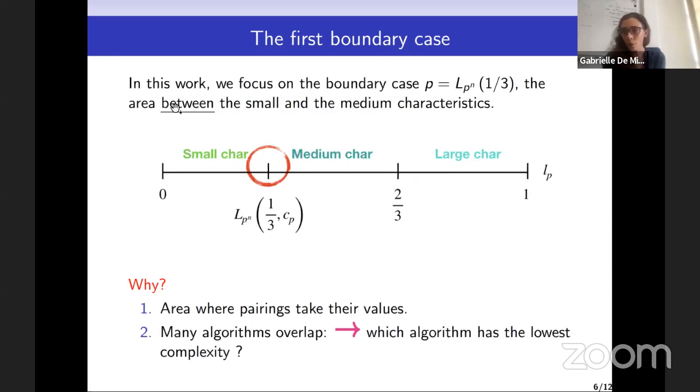And there's two main reasons why we focus on this area. First of all, it hasn't been studied before. So we have a lot of algorithms in a medium characteristic, and we know their complexity, how they behave. There's been a lot of work on small characteristics, especially in the recent years with the whole quasi-polynomial time algorithms. But specifically at this boundary case, there's a lot of algorithms that coexist. And we were interested in studying their complexities precisely there to see which one performs best. And the other reason why we focus on this area is because this is the area where pairing takes their values. And so this was our motivation.